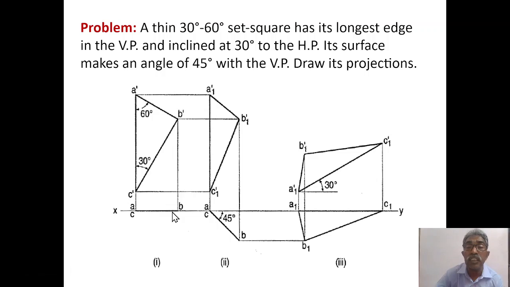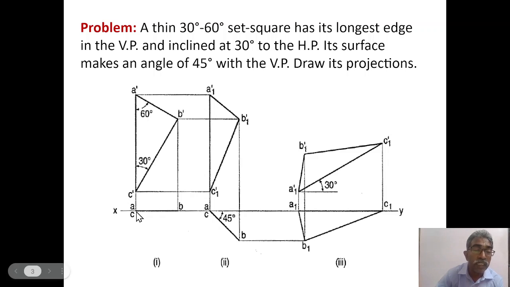Then in the second stage of this problem, you have to make the plane inclined to the vertical plane. You have to make the plane inclined by an angle of 45 degrees with the vertical plane, and the longest side should be in a vertical plane. See, that is the top view. If the longest side is perpendicular to the horizontal plane in a vertical plane, therefore, in the front view there is a line perpendicular to the xy, and in the top view there is a point on the xy.